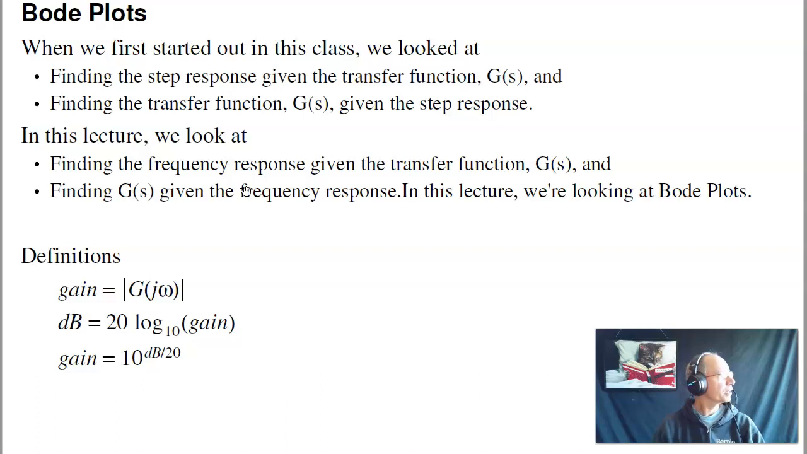A couple definitions to start with. The gain is just the magnitude of G of j omega. The gain at any frequency is a complex number. Its magnitude is the gain. dB is a log version of gain. dB is defined as 20 times the log base 10 of the magnitude of the gain. And gain, going backwards, is just 10 to the dB over 20.